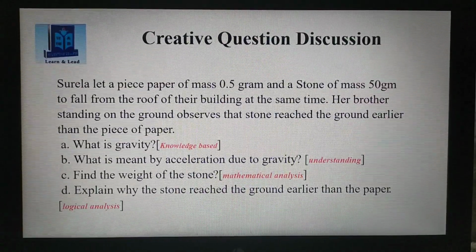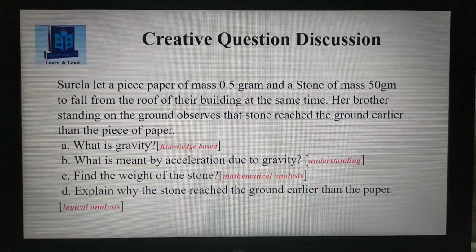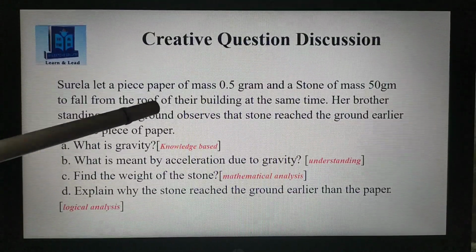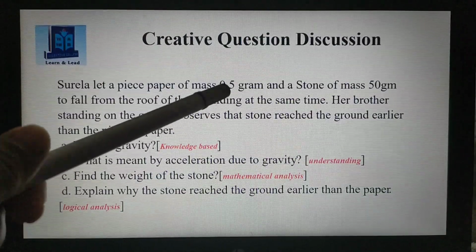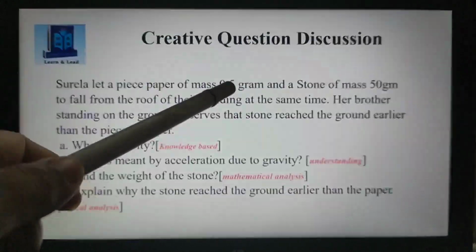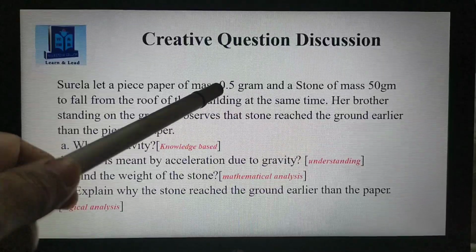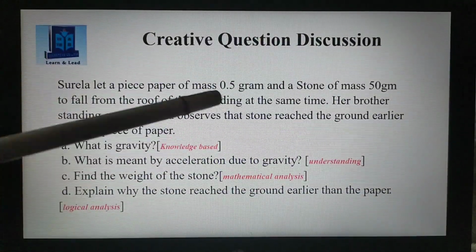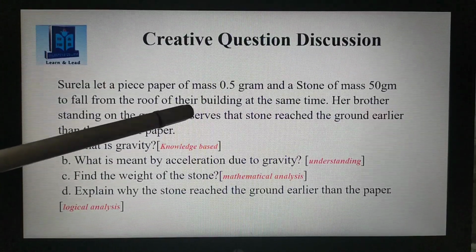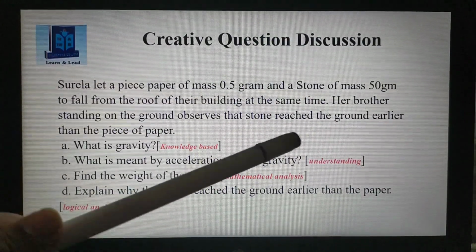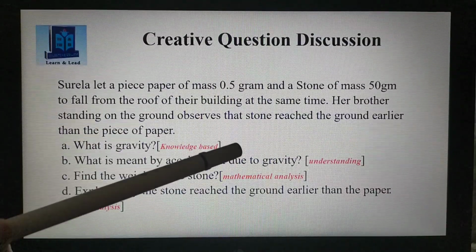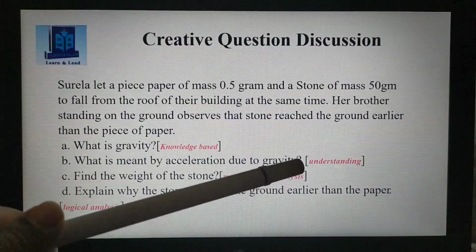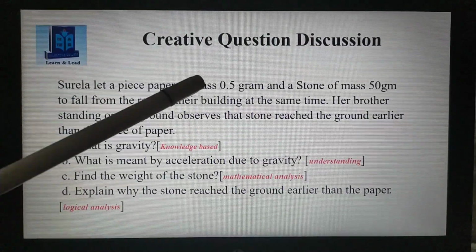Okay, now come to the creative question. Here is our first creative question, there is a stem. The stem is like: Surela dropped a piece of paper of mass 0.5 gram, and see here one thing, the mass is 0.5 gram, and a stone of mass 50 gram to fall from the roof of their building at the same time. Here her brother, standing on the ground, observed that the stone reached the ground earlier than the piece of paper. So this is the stem.